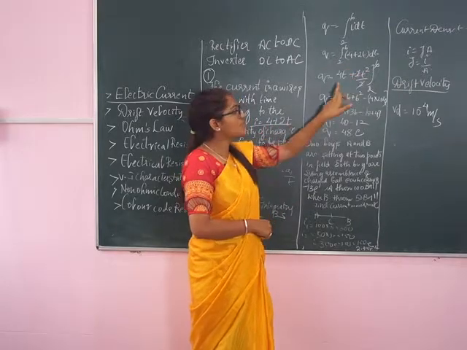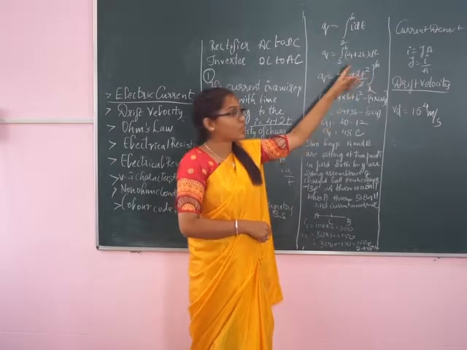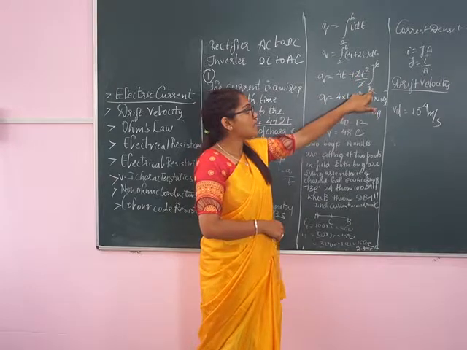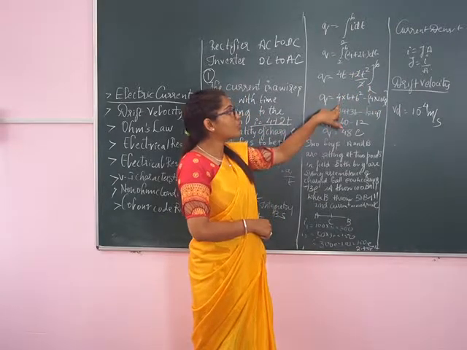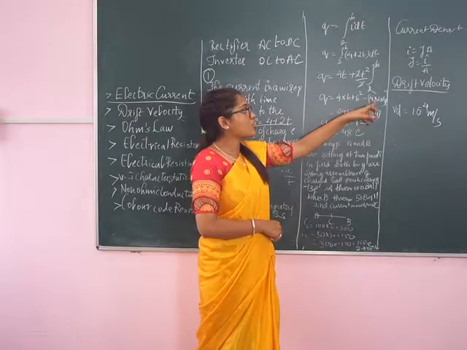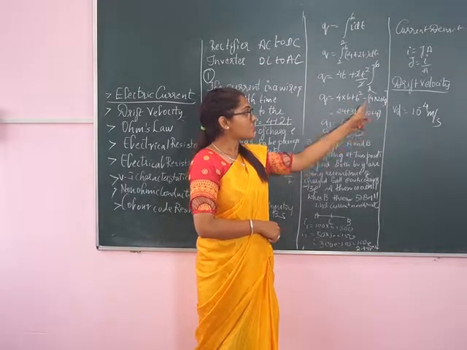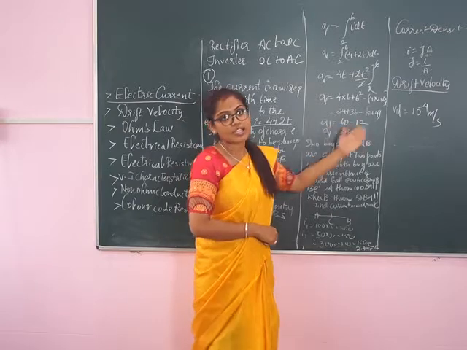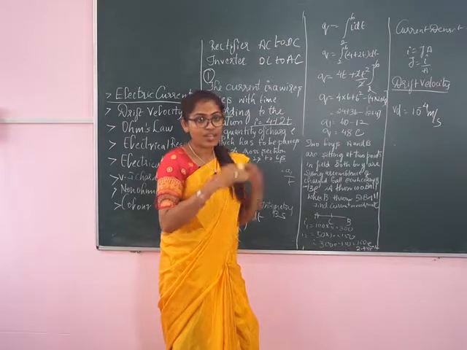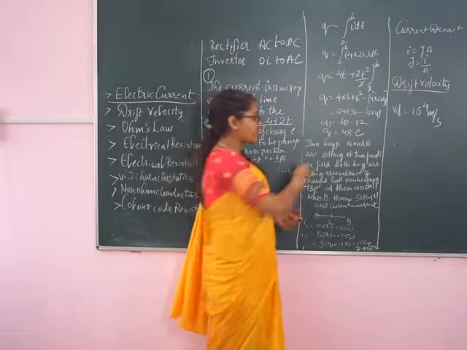4 is a constant, so its integral is 4t, and the integral of 2t is t squared. Apply the limits, upper limit minus lower limit: 4 into 6 plus 6 squared, minus 4 into 2 plus 2 squared, which is 4. So 24 plus 36 minus 8 plus 4, which is 60 minus 12, giving 48 coulombs. This is how much charge flows through that area from 2 seconds to 6 seconds.